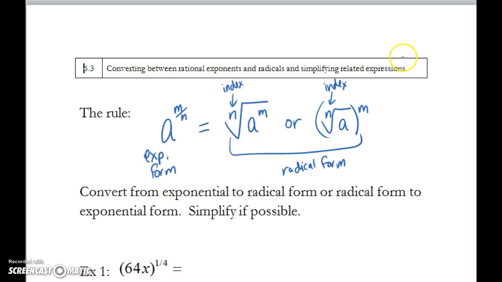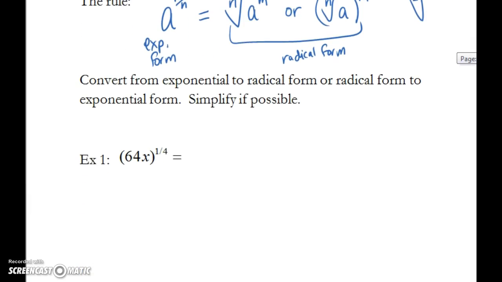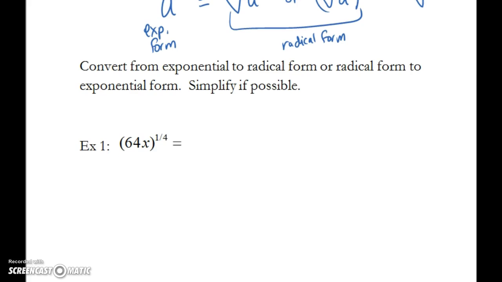Now, ever since elementary school, you've been using this symbol, which is square root. And the index is never written for square root, but the index for a square root is actually 2. All right, so for our first few examples, we want to convert from one form to the other and then simplify if possible. This is going to also require some knowledge of Standard 6.1 using exponential properties. So if you need to, go back and watch those videos first.